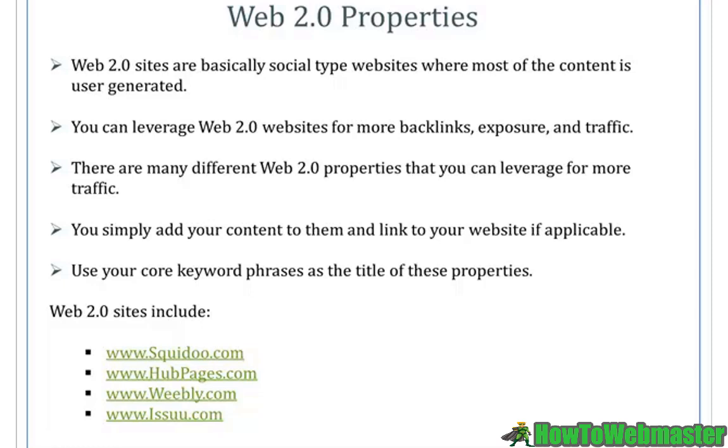Web 2.0 sites include things like squidoo.com, which is a great place, gets picked up in Google very quick, where you create a Squidoo lens. Hubpages.com, Weebly.com, Issuu.com. These are some good Web 2.0 properties that you can check into and use to generate traffic. Remember, it's user generated. You're generating the content. Make sure you read the rules.